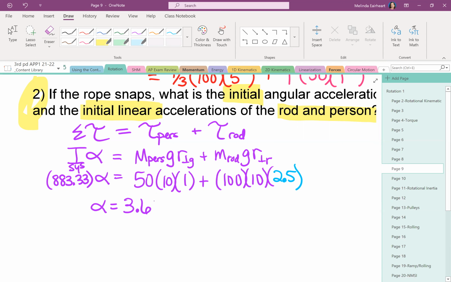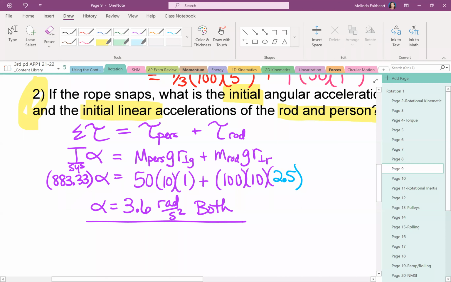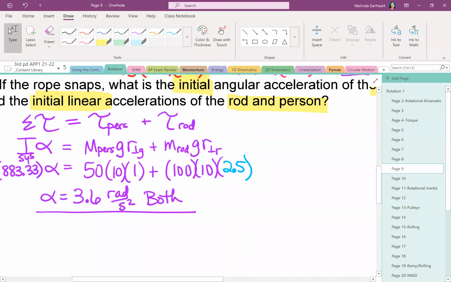What would the unit be for angular acceleration? It's not linear yet. Radians per second squared is correct. And this is for both of the objects. It's the same. But now they ask, what's the linear acceleration?